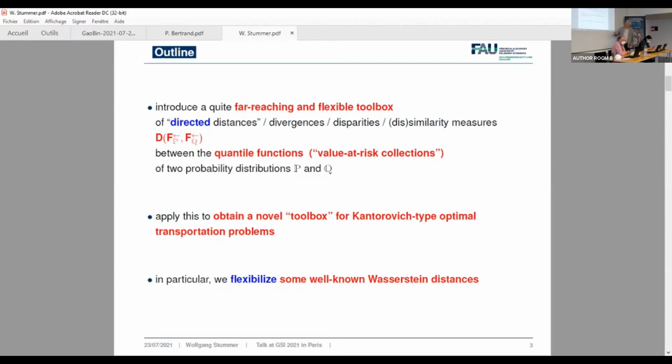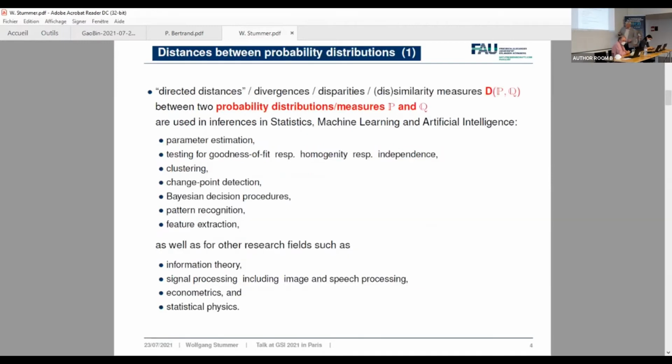Okay, we apply this new toolbox to obtain a novel toolbox also to solve Kantorovich type optimal transportation problems. And at the end, I will show you that we flexibilize at least some well-known Wasserstein distances we have already seen today. So I start first to explain a little bit about the divergences or directed distances between two probability distributions. Later on, we will apply this to quantile functions.